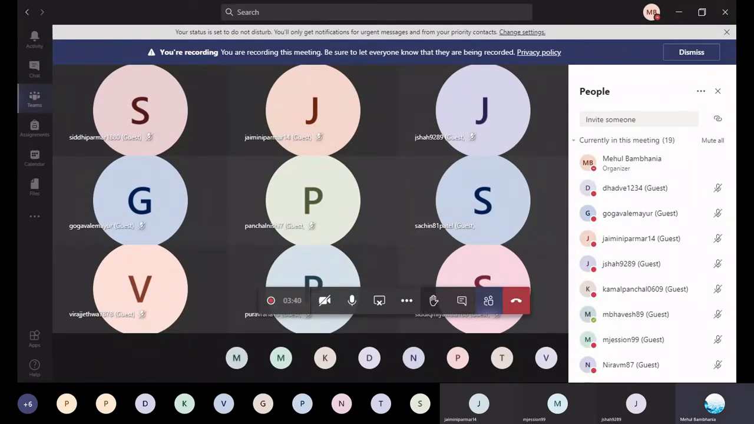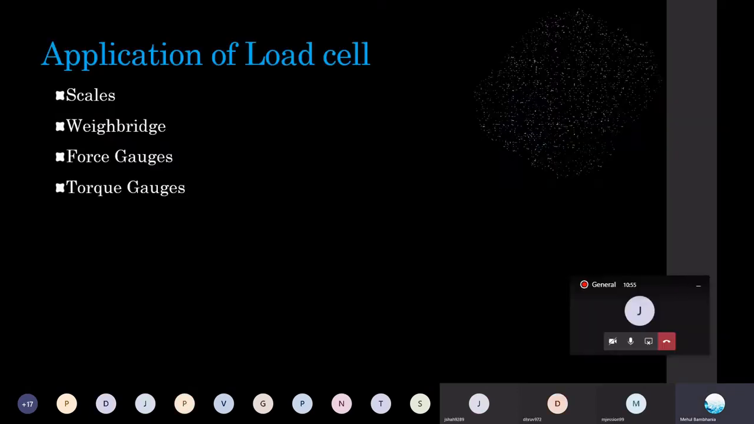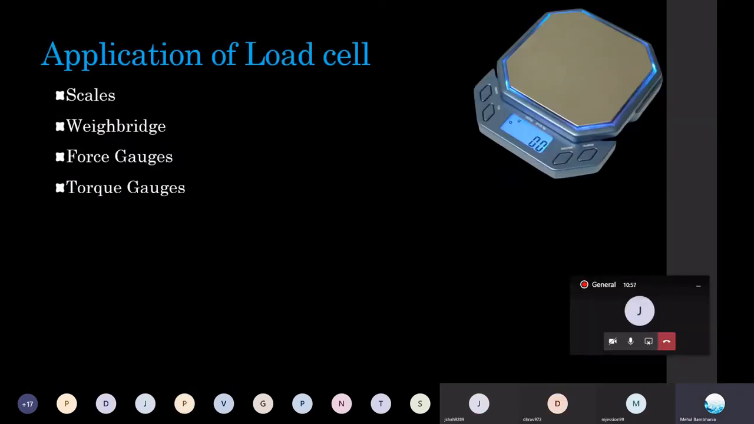The objective of today's session is to understand how this load cell works. Particularly, we will talk about the strain gauge load cell, right? So let's start. Basically, these are the applications of load cell.